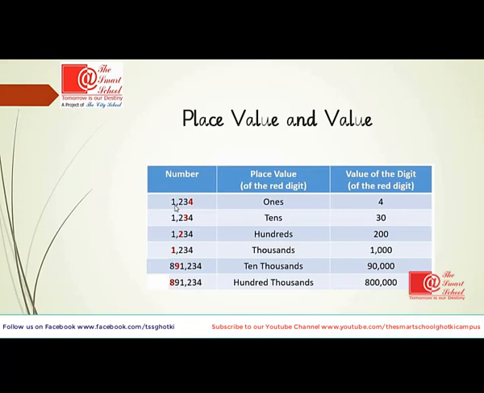So the first number is 1234. The colored digit is 4 and its place value is ones and its value is 4.